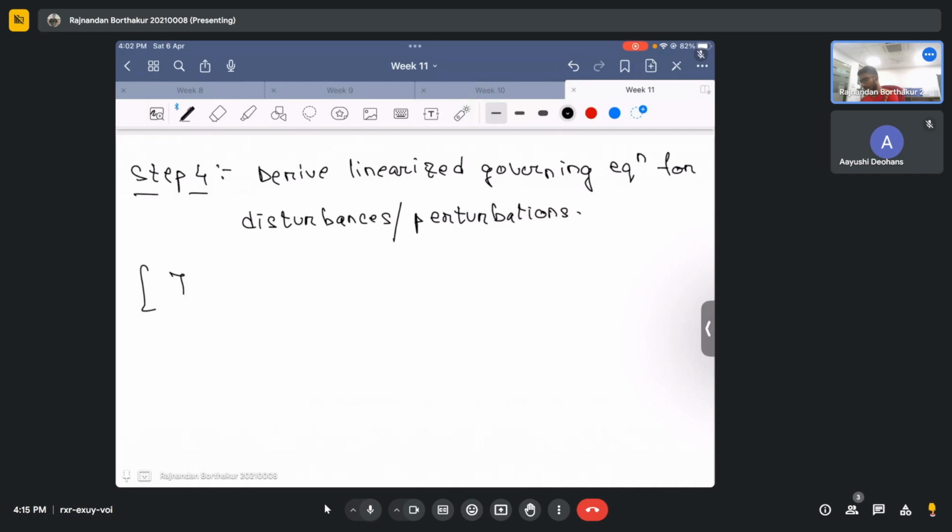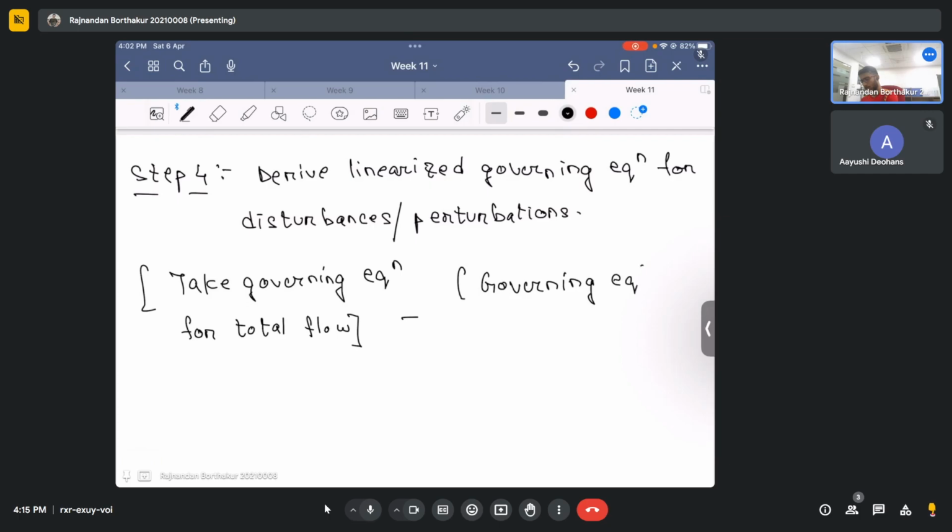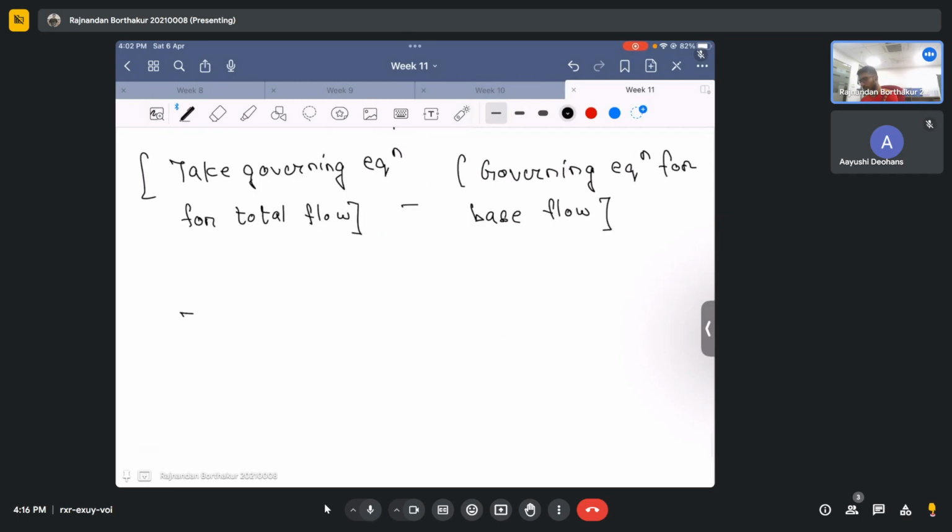So what we do is we take the governing equation for the total flow, and subtract the governing equation for the base flow. And once we do this, what we get is nothing but the governing equation for disturbances.